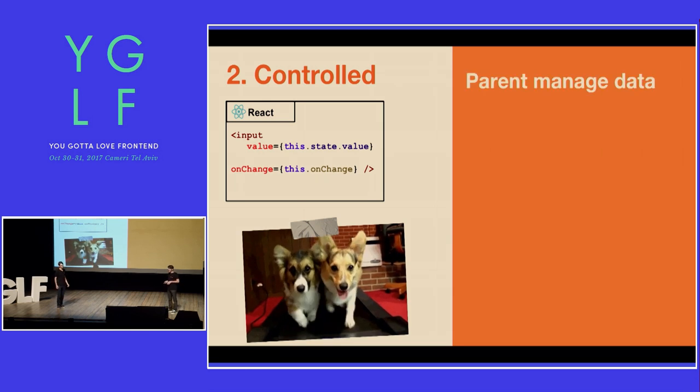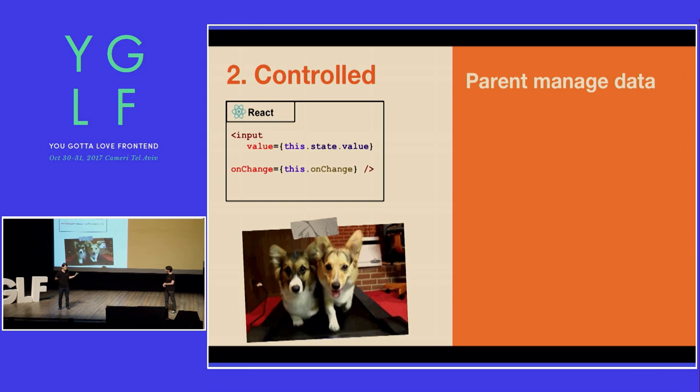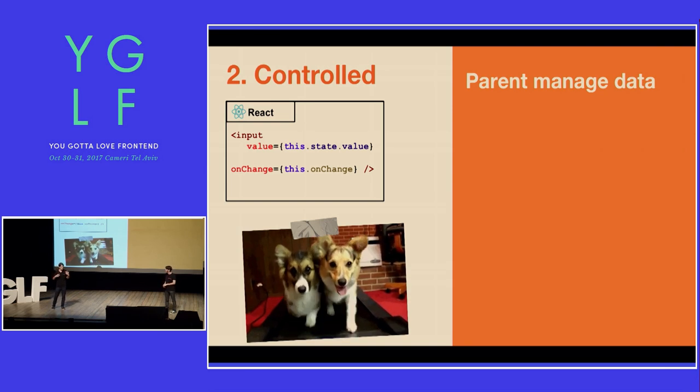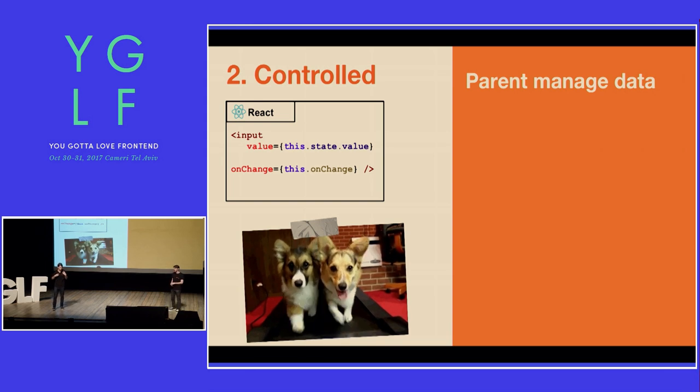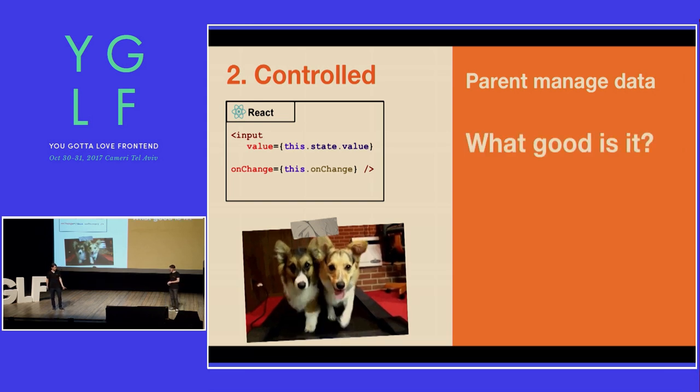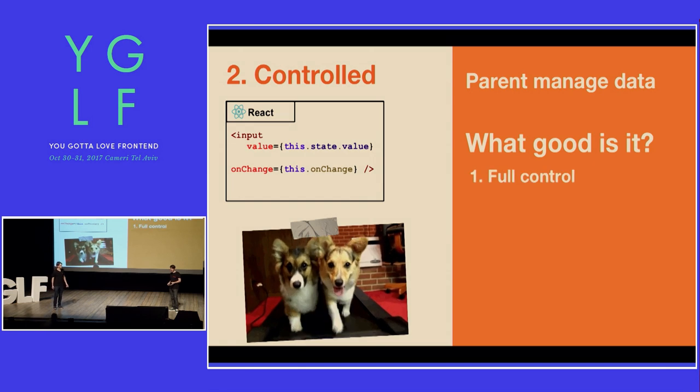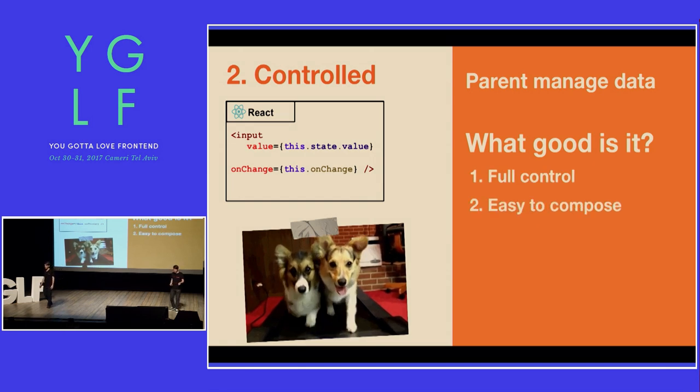The other option is called controlled. It means that the parent manages the data. If you take a look at input, you can actually tell the initial value of the input. And each time you change this, the input value will also change. And you can say, OK, when the input changes, let me know what happened. I'll handle the value. The input doesn't need to do anything. I'll do everything from outside. Exactly.